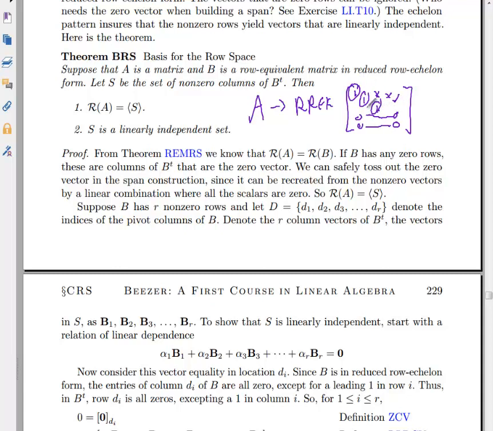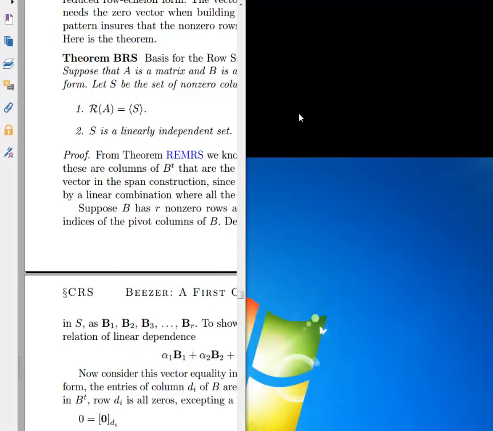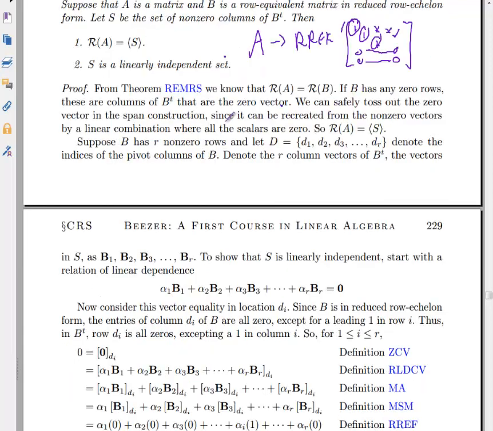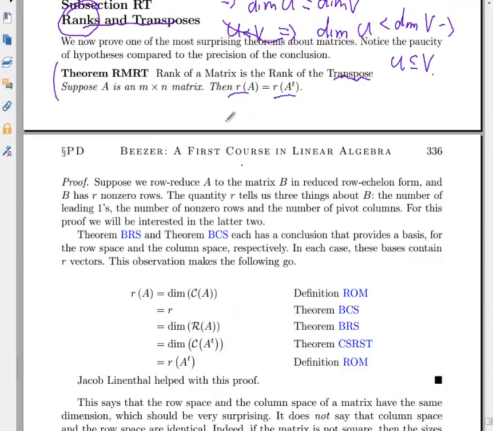But what do we know about the number of pivot columns? That's exactly the dimension of the column space. So the dimension of the row space is equal to the dimension of the column space. That's actually the key fact in what we're about to prove, so that the dimension of the transpose is equal to the dimension of the matrix. Okay, so that's what we're about to prove.